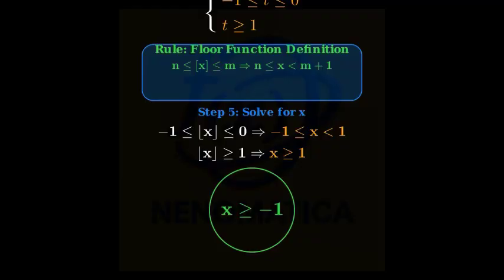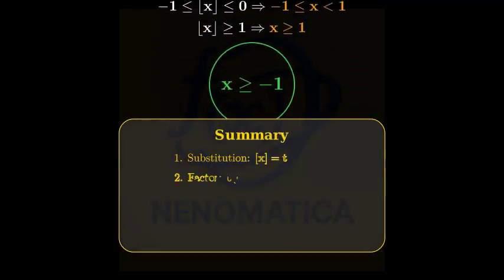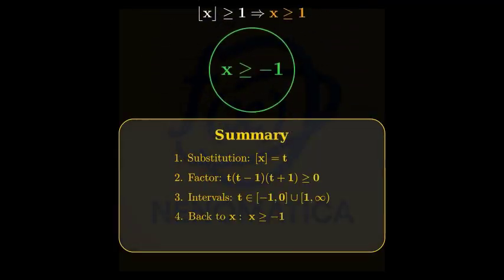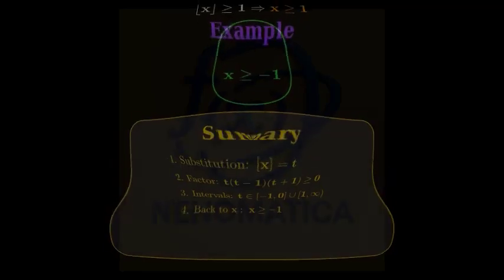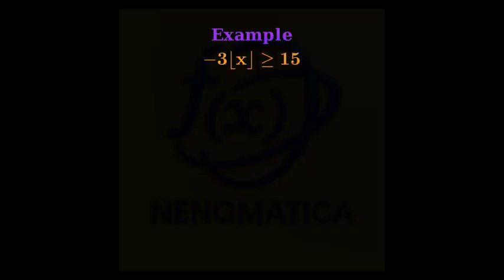Summary. We substituted t equals floor of x, factored the expression, used interval analysis to find where the product is non-negative, then translated the inequalities back to x using the floor function definition, concluding that x is greater than or equal to negative 1. We will solve the inequality negative 3 times the floor of x is greater than or equal to 15, following the exact 4-step algorithm.